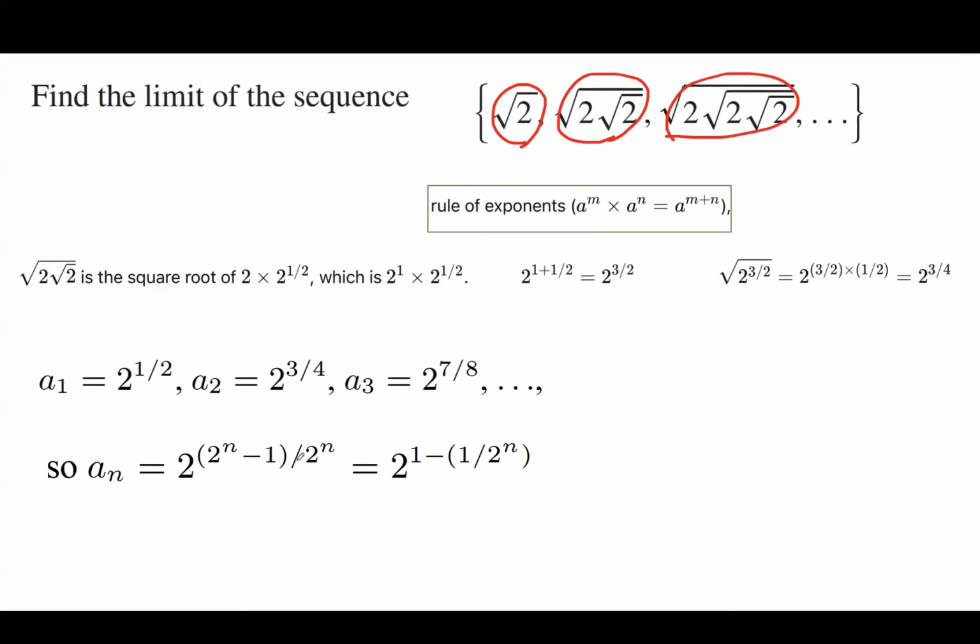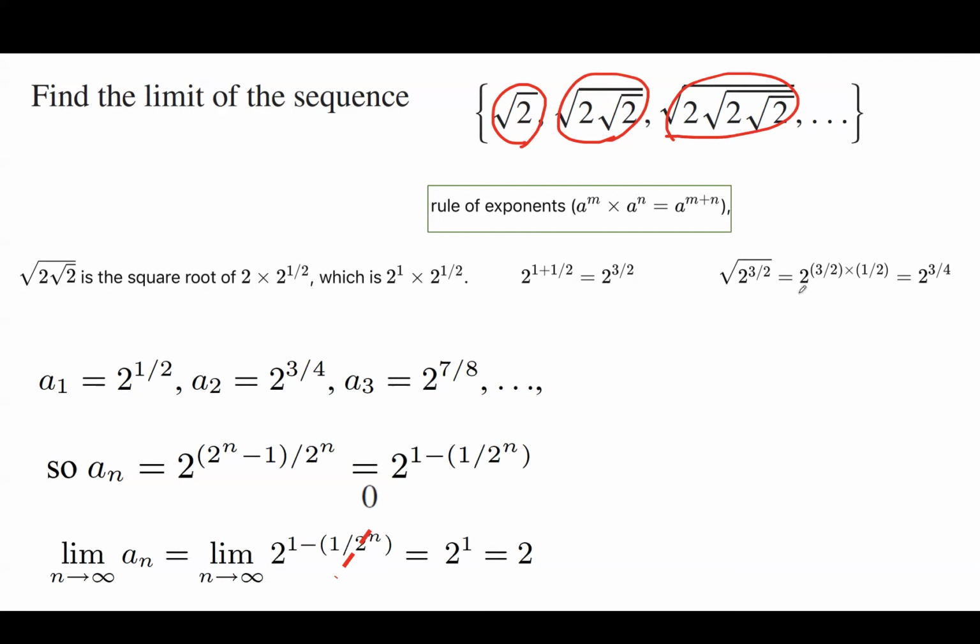If you separate these into two fractions, you get 2 to the n divided by 2 to the n, which is 1, minus 1 divided by 2 to the n. Now, if you take the limit as n goes to infinity, this is the limit of 2 to power 1 minus 1 over 2 to the n. As n goes to infinity, this becomes 0. So you have 2 to power 1, or 2. So this is the limit of this sequence.